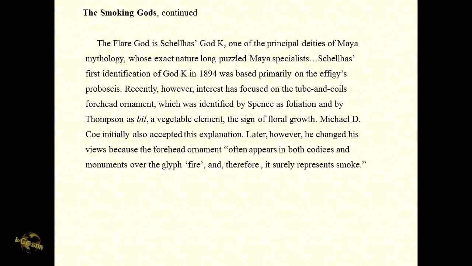Recently, however, interest has focused on the tube and coils forehead ornament, which was identified by Spence as foliation and by Thompson as bill, a vegetable element, the sign of floral growth. However, the modern Mayanist Michael D. Coe initially also accepted this explanation. Later, however, he changed his views because the forehead ornament often appears in both codices and monuments over the glyph fire, and therefore it surely represents smoke, if not fire itself.